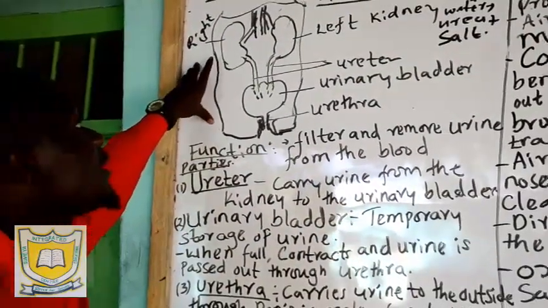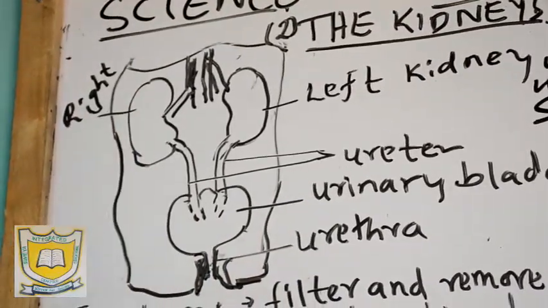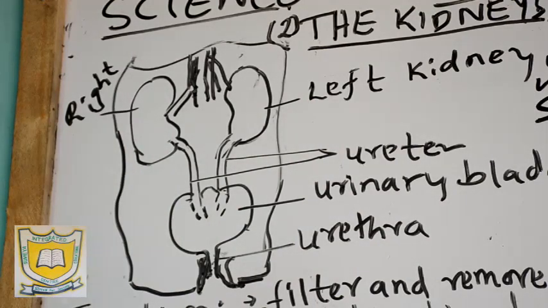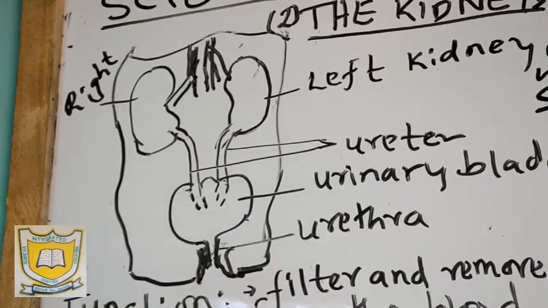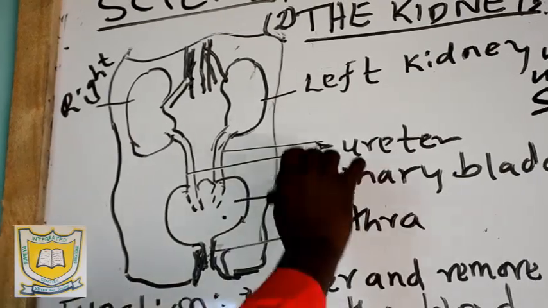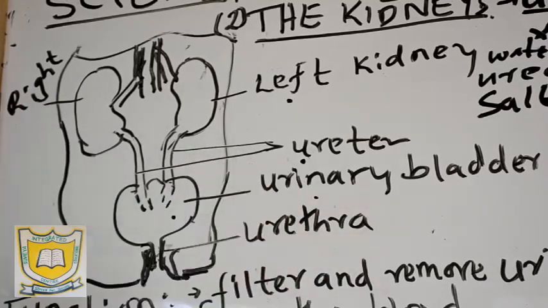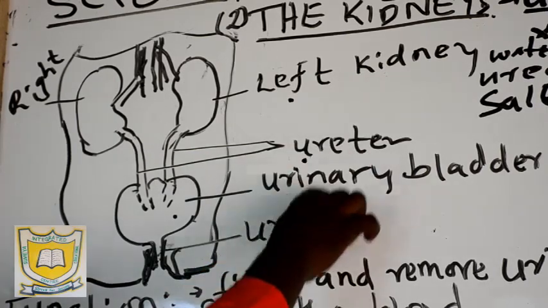This is the structure of the kidney. We have two kidneys, the left kidney and the right kidney, and all of them are functional. In this diagram, we have the ureter, which joins the kidney and the urinary bladder. What is the function of the kidney? What is the function of the ureter? What is the function of the urinary bladder? And what is the function of the urethra? You should not confuse the ureter and the urethra.